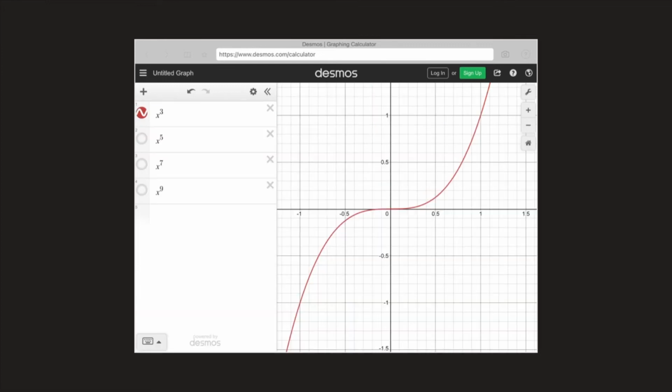Same happens when the highest power, or the degree of the function, is odd. As you can see here, we have x cubed. X to the 5th is a little flatter around the origin. X to the 7th even more, and x to the 9th is even more.